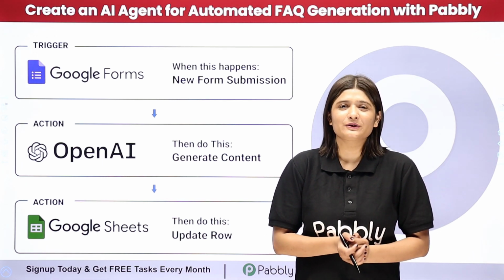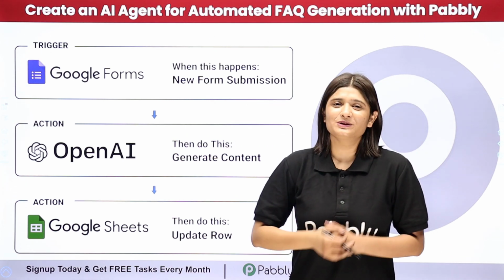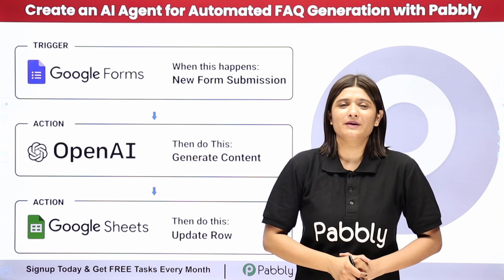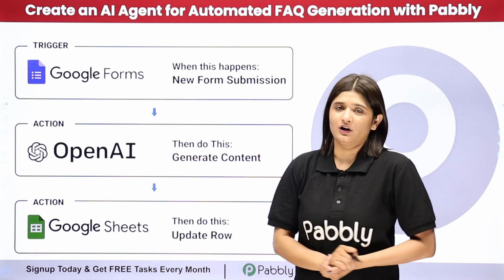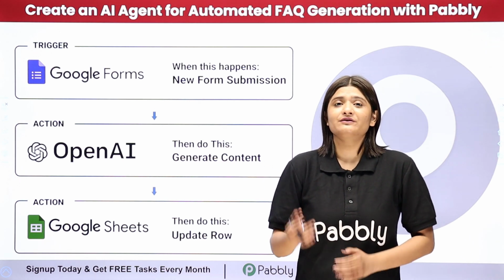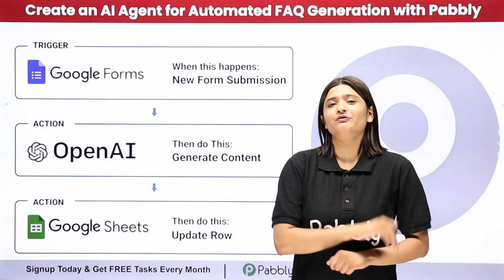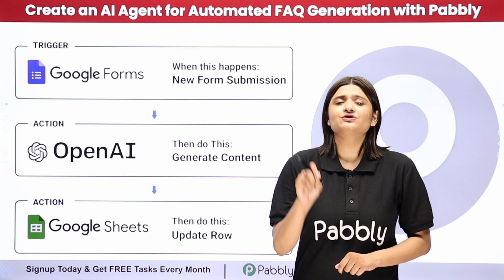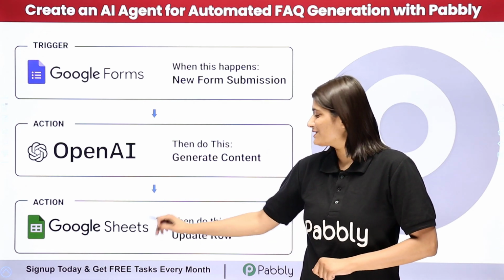In this video, we are going to learn how to create an AI agent for automated FAQ generation with Pabbly. So let's suppose I'm a marketer and I'm collecting all the product queries with the help of Google Forms, from the customers who are sending them to me. I want that whenever there is a new form submission, it should be automatically analyzed with the help of an AI agent, and the FAQ based on that query should be automatically generated and updated in my Google Sheet spreadsheet.